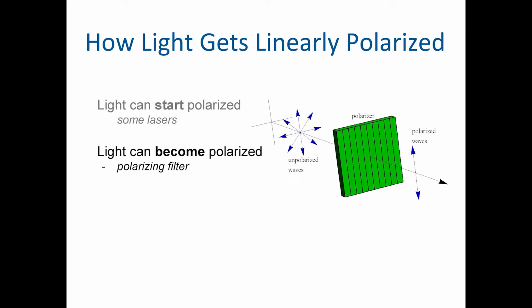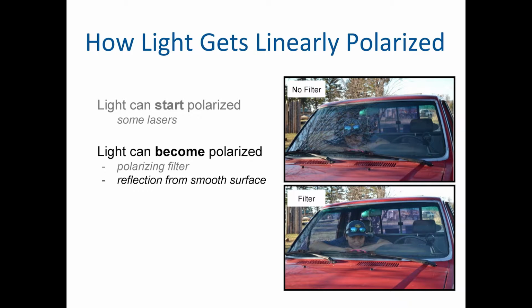One of the most common ways to get polarized light is from reflections off of smooth surfaces at high angles. And this is kind of the effect you get when you have water and you get that glare off water. That glare is usually polarized, which is where the sunglasses can filter it out. And in this picture, we have a car windshield with no filter on top, and then on the bottom we've introduced a filter.